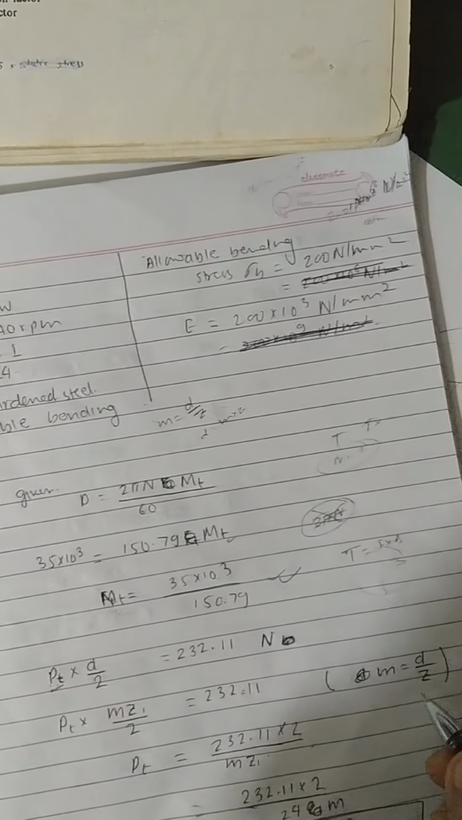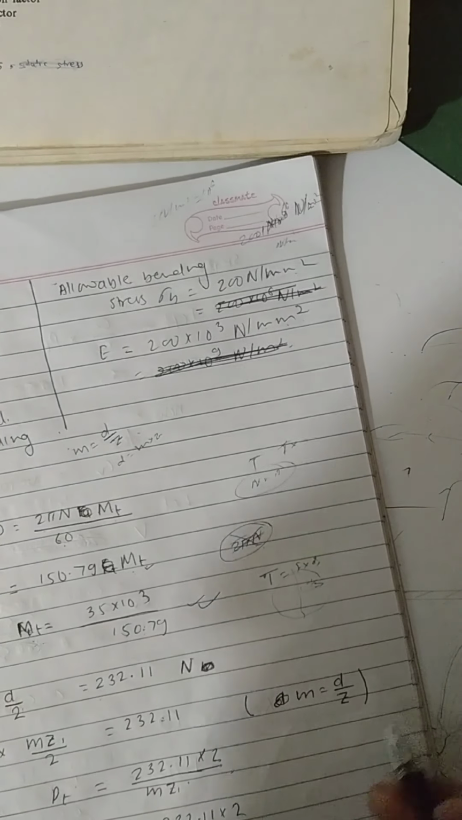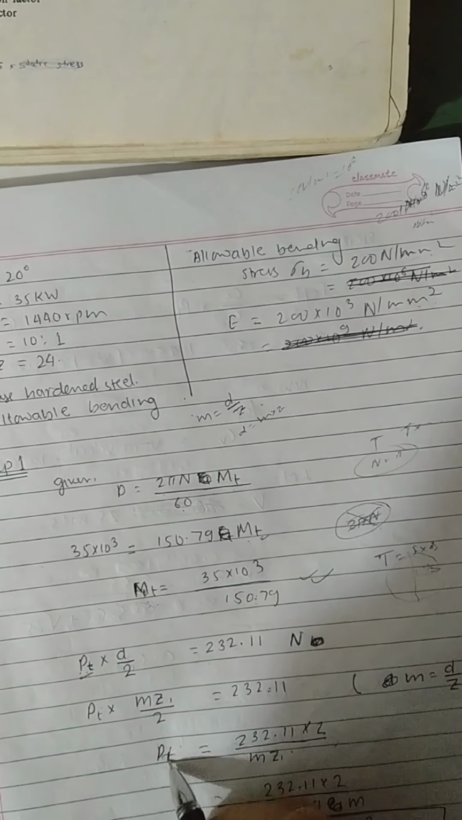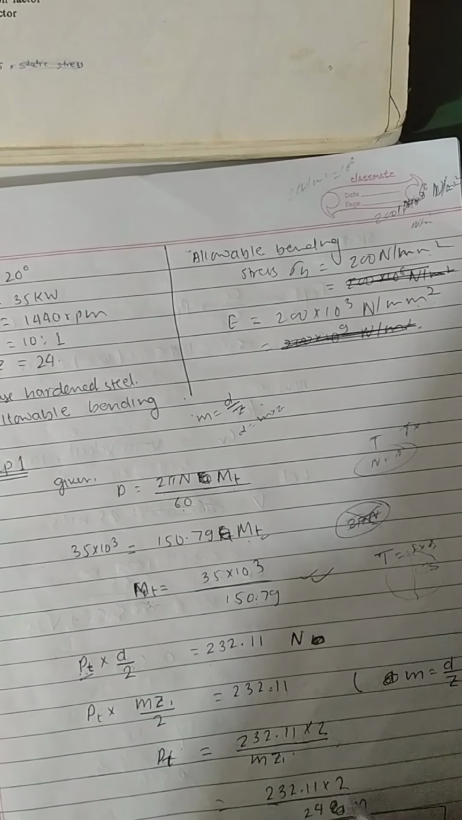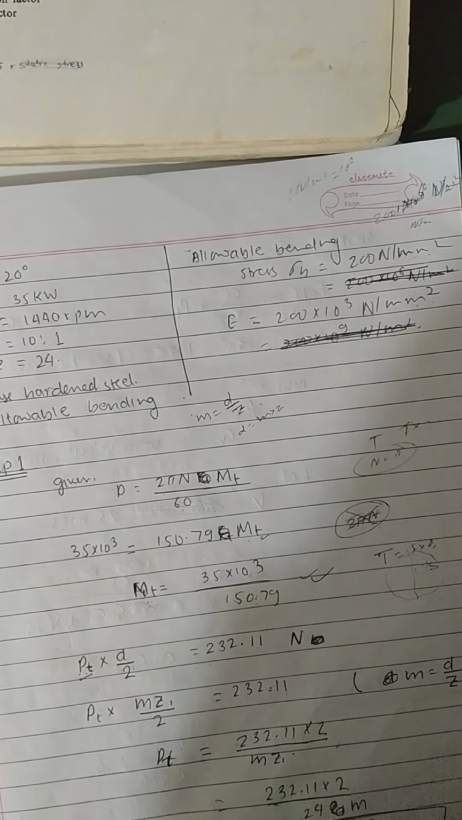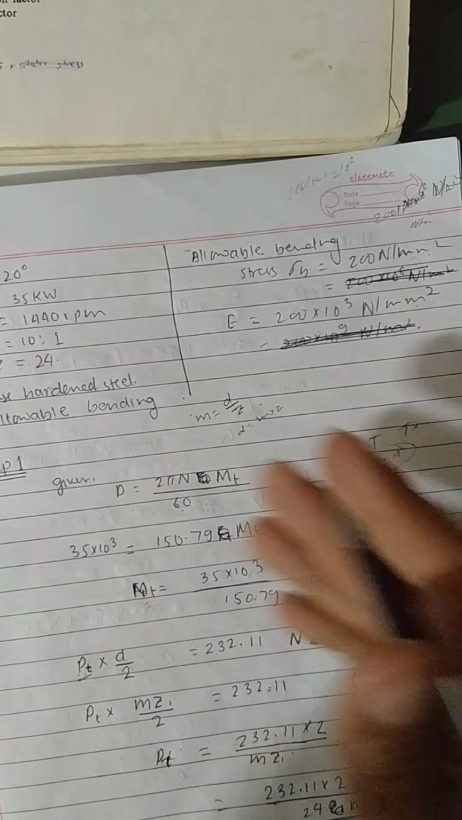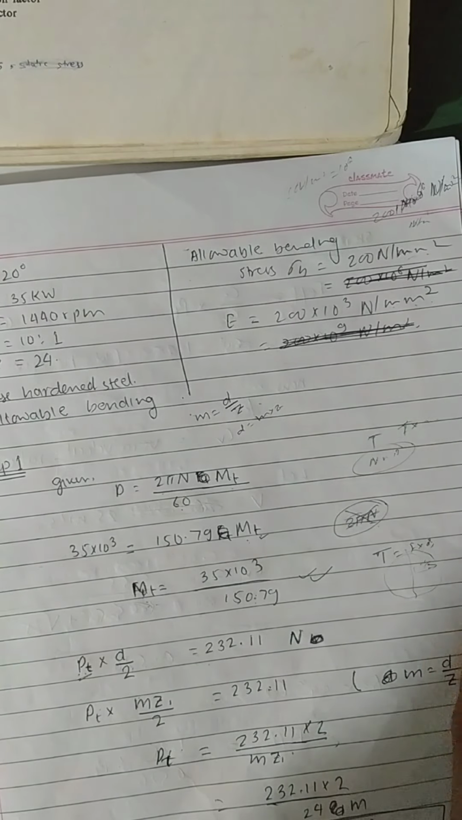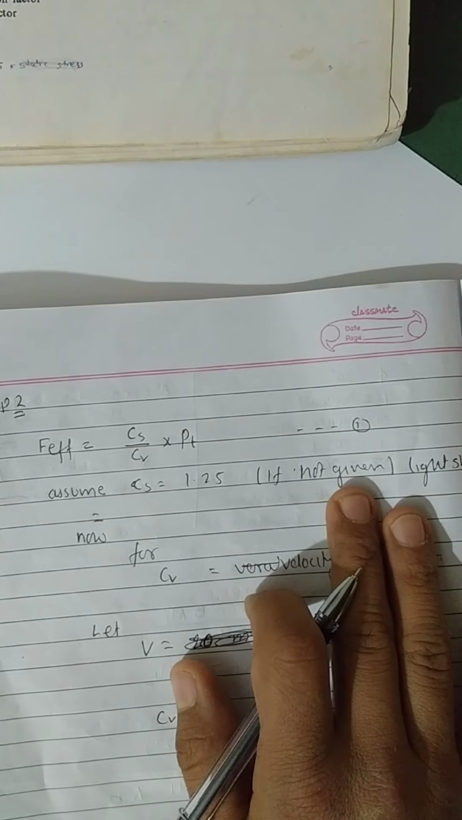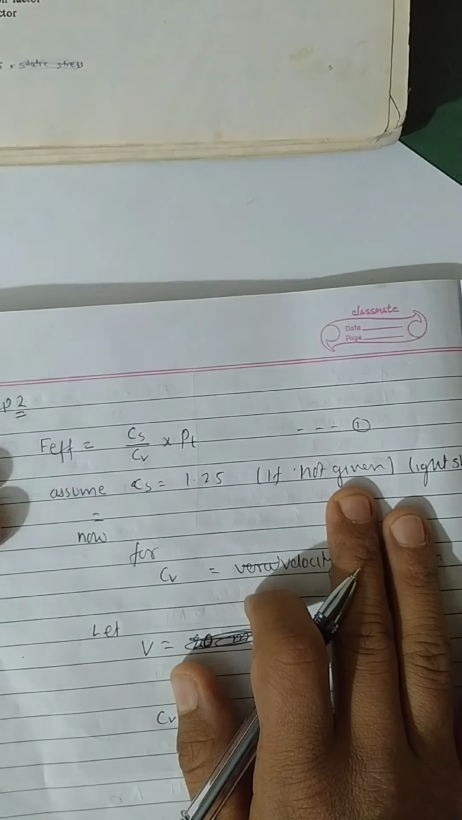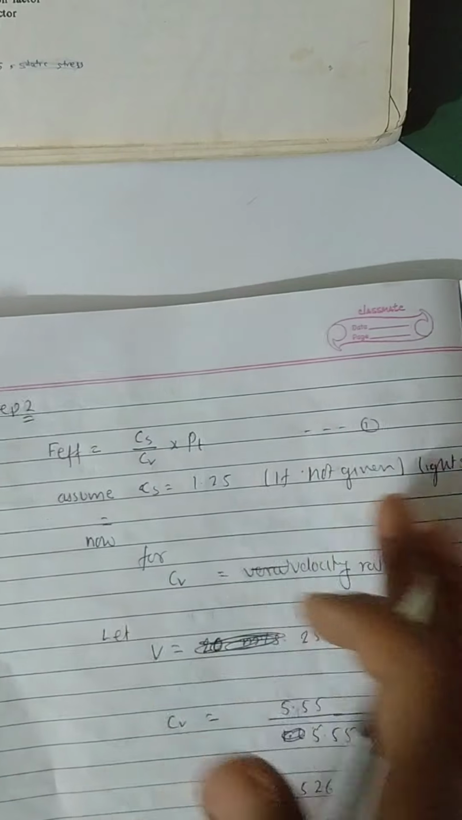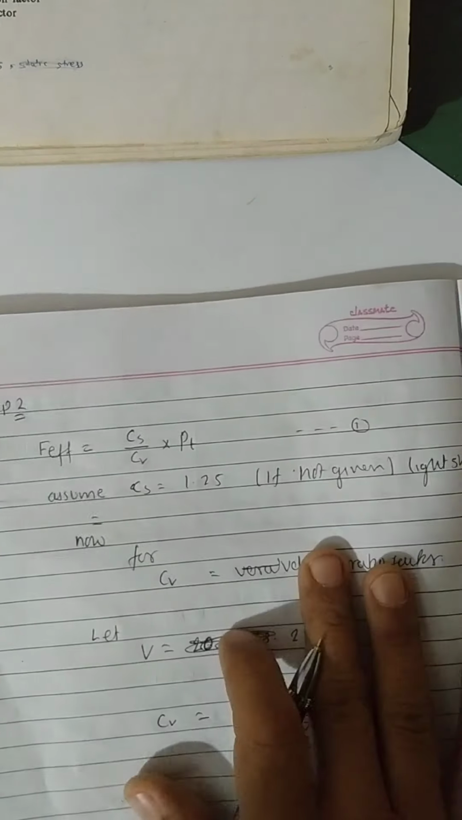Here I have written m equals d by z. After that, Pt: the numerator goes to the denominator, and after solving this we get Pt equal to 19.34 m. What is m? If you have confusion, please go to the first part. m is the module. In this gear design process we don't know the module, so we will find it in terms of module and solve it after that. Where we solve it, I will tell you in step 2.